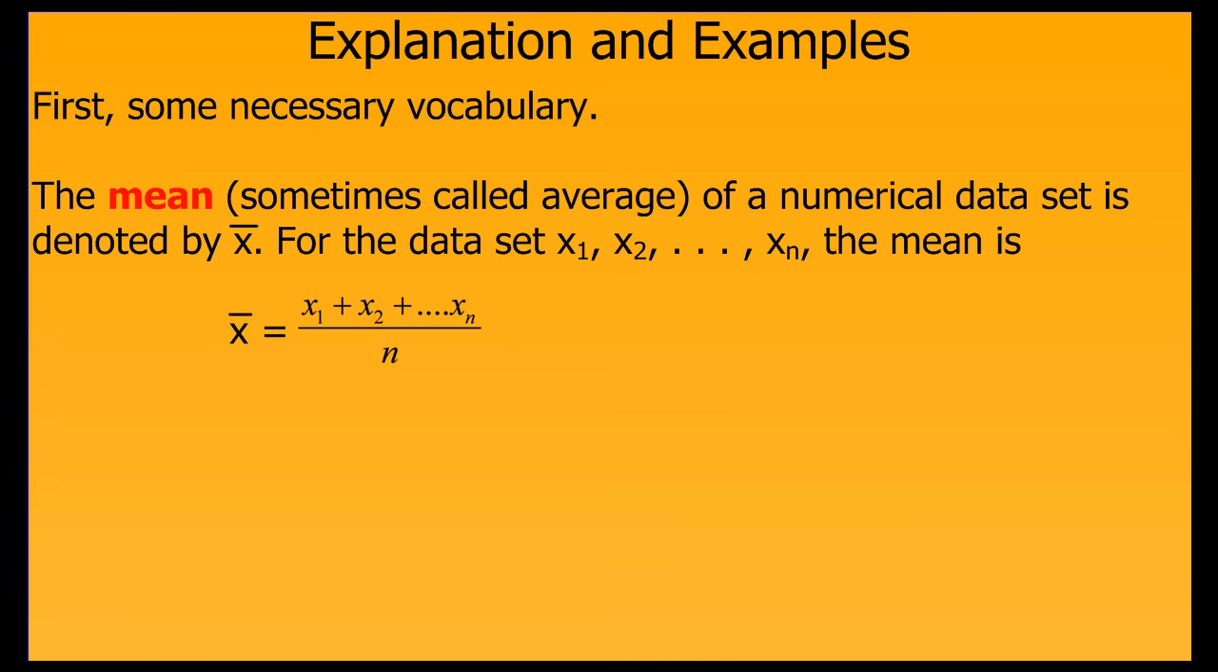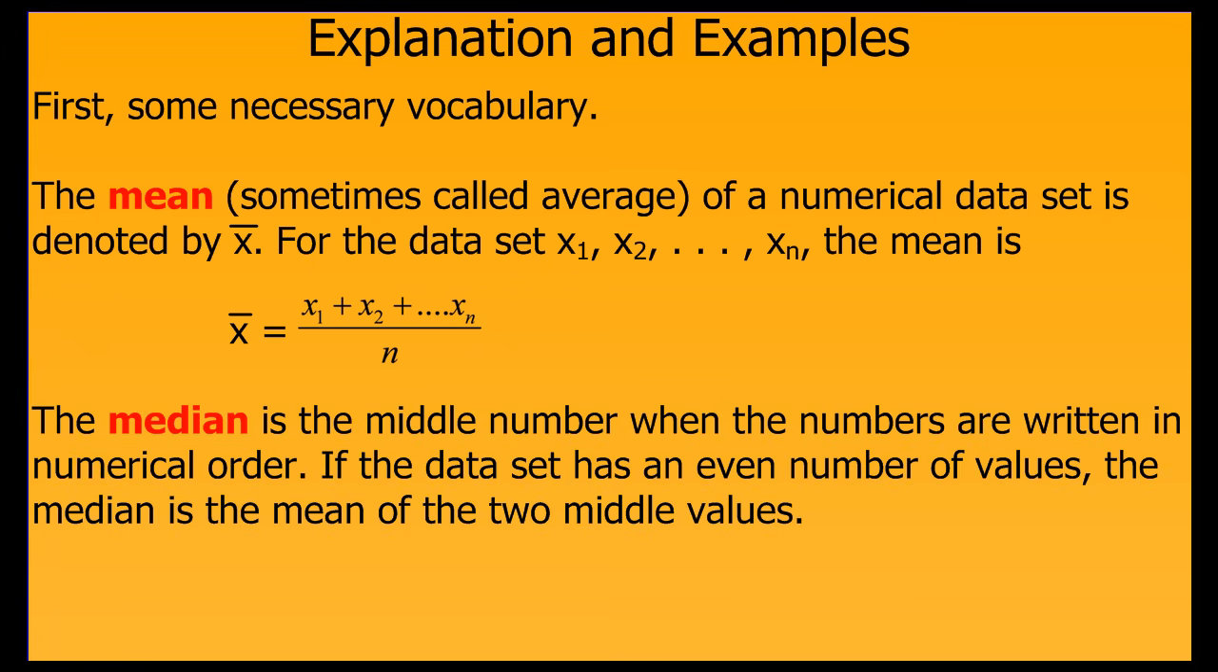For the data set x sub 1, x sub 2, and so on, all the way out to x sub n, the mean, x bar, equals x sub 1 plus x sub 2 plus, and so on, all the way out to x sub n, divided by n. In normal language, we add up all the numbers in your data set and divide by how many numbers you have.